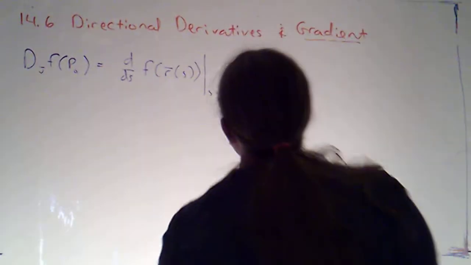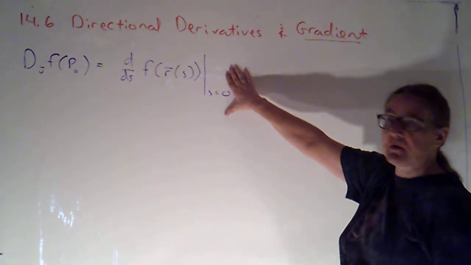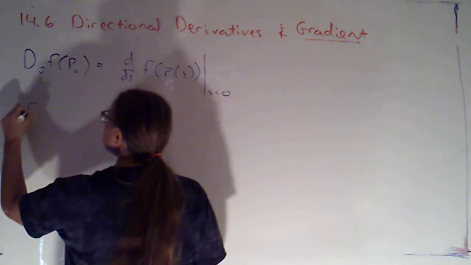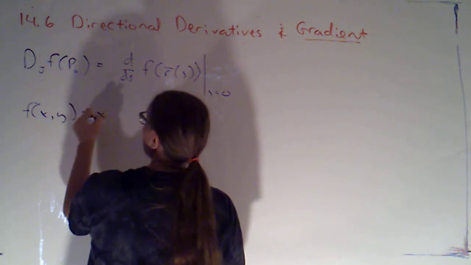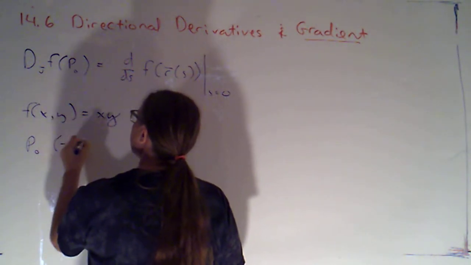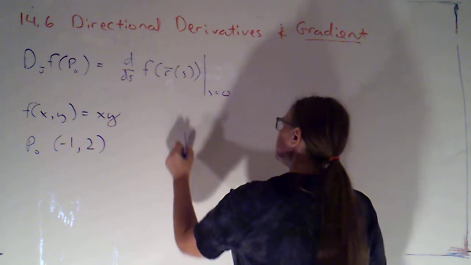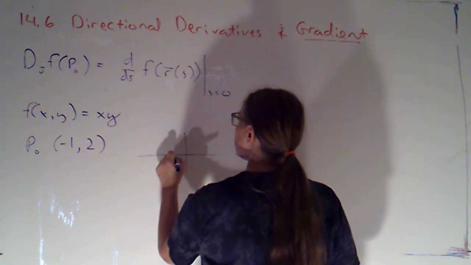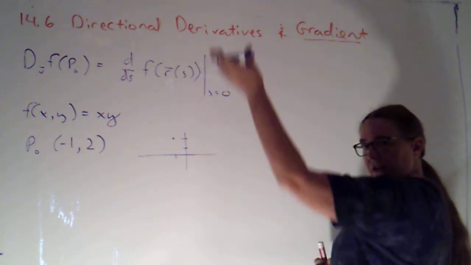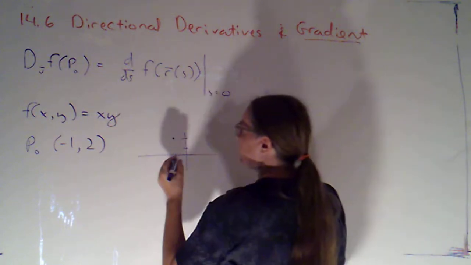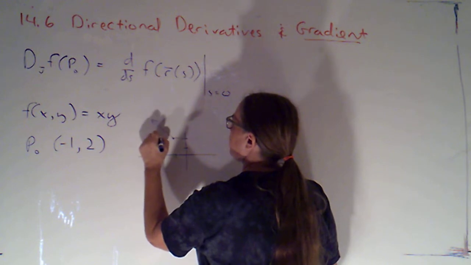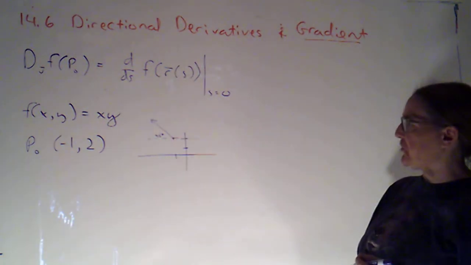In the last video, we derived this formula for the directional derivative of a function at a point, and I wanted to just take a look at a specific example. So let's suppose that f of xy is just the product, x times y. Let's let p naught be the point -1, 2, and let's suppose that for our direction, there's my point p naught. Let's suppose that I want to go up and to the left, essentially making a 45-degree angle with this horizontal line, like so. So that's the direction that I want to go in.